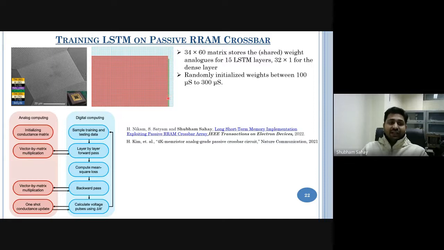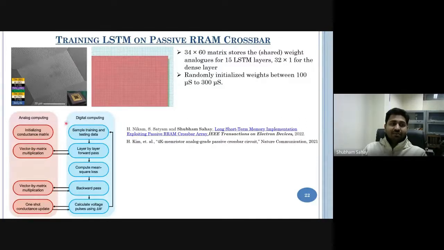Now we actually did a hybrid computing here. So what we exactly did was the analog computing was done on the crossbar, and the digital computing was done in the software, in the digital computer basically. So what are those analog computing parts? First, initializing of the conductance matrix, that was done on the crossbar. Then the vector matrix multiplication was performed on the crossbars.